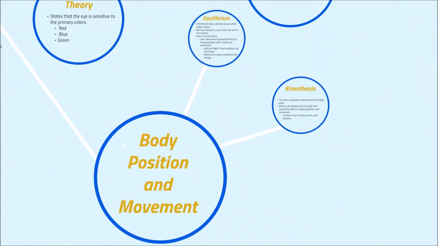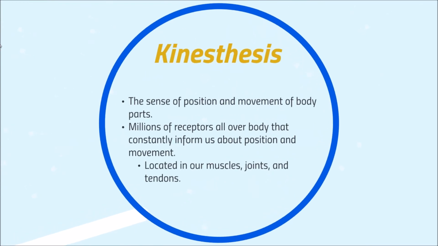Next is body position and movement. Kinesthesis is the sense of position and movement of body parts. We have millions of receptors all over our body that constantly inform us about position and movement. These are located in our muscles, joints, and tendons.